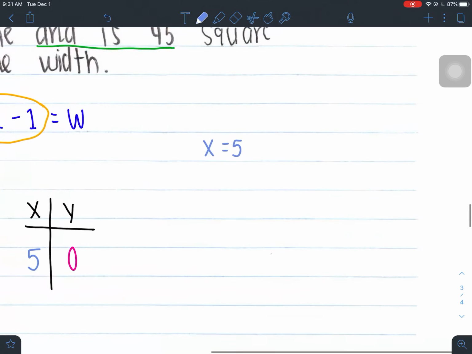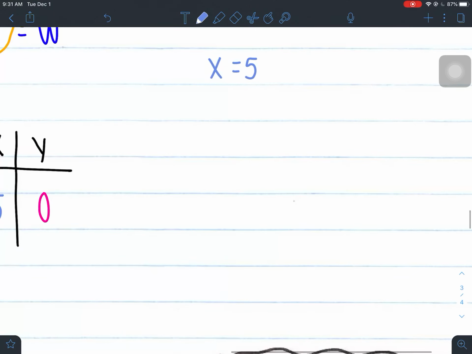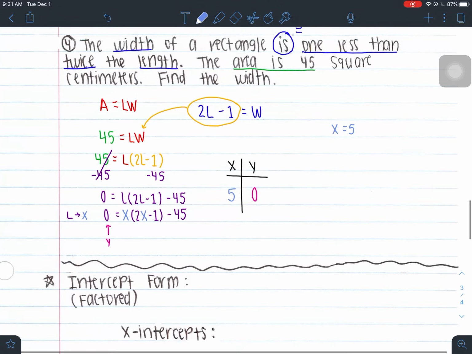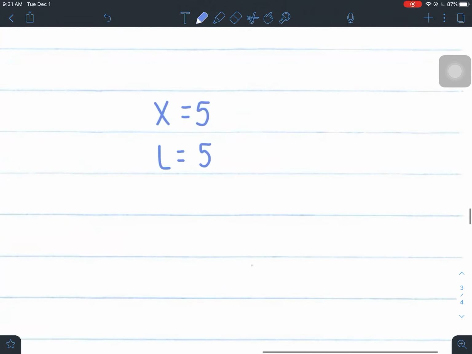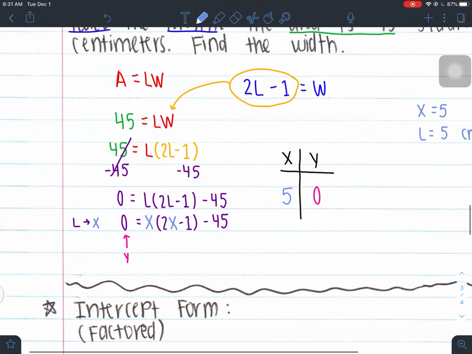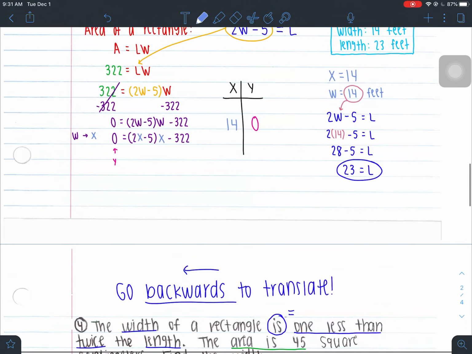So that means x equals 5 here. But what is x in this problem? Is it your length or is it your width? Well, remember, we took all of our x's and they were L's. So that means that our L's are that. So L equals 5. What's the unit for this? Square centimeters, so this is going to be centimeters. Okay? So remember, we took L's and made them x's.